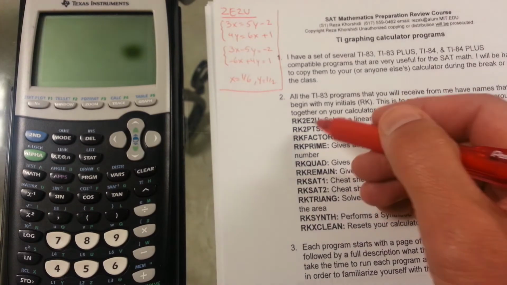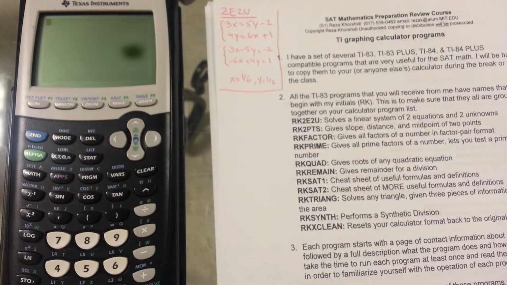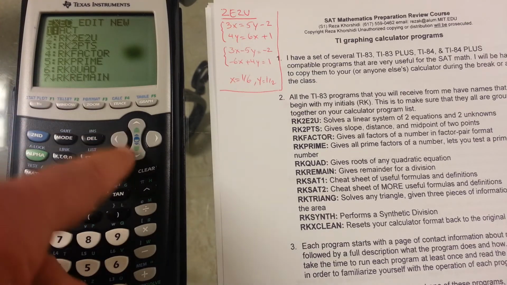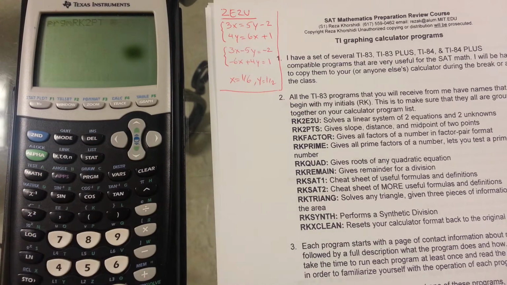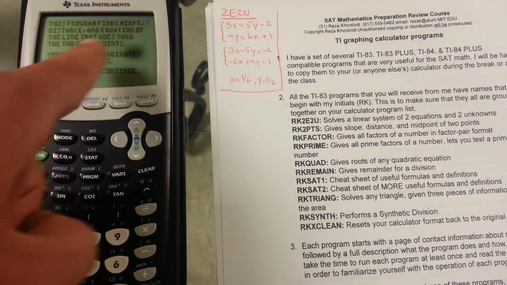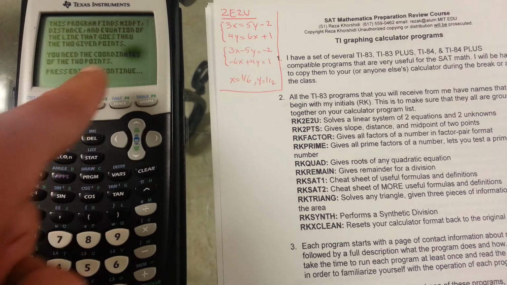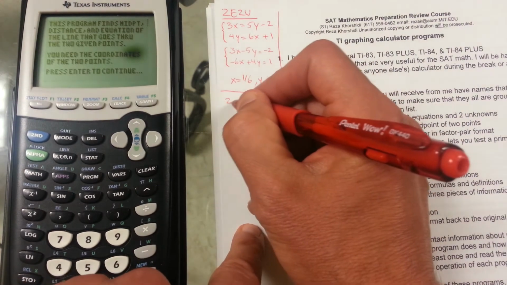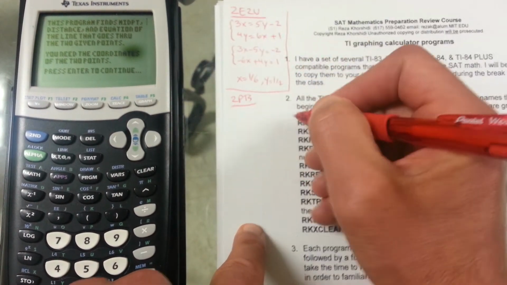The next program on this list, its name stands for 2 points. So I go into the program list, find the 2 points, press enter, and I bring it up. It says this program finds the midpoint, distance, and the equation of the line that goes through two given points. You need the coordinates of the 2 points. Press enter to continue. So here's the 2 points program.